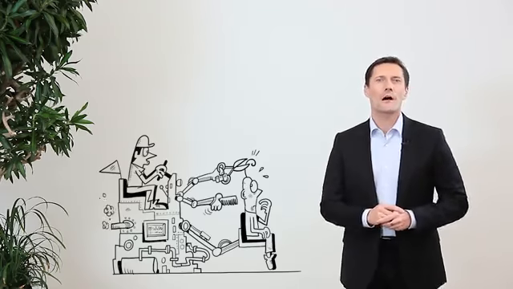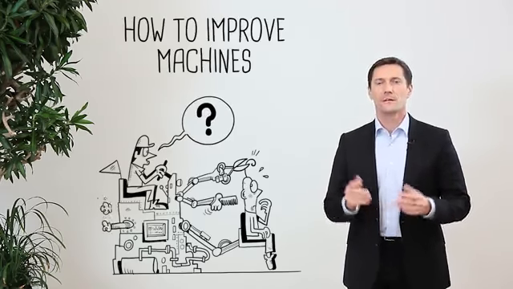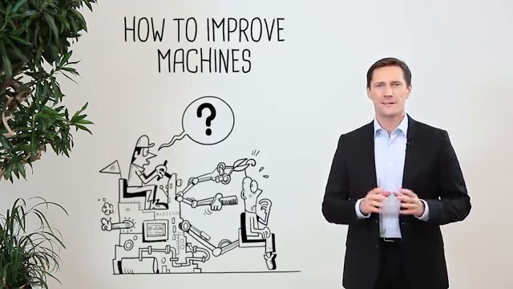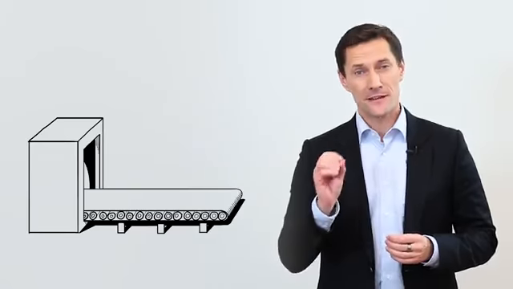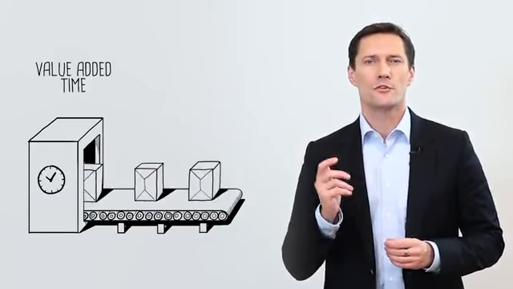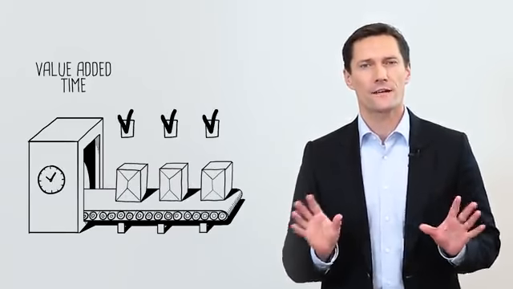In addition to the optimization of workplaces and processes, we need to think about how to improve machines. The optimization of machines means how to increase the availability or uptime of the machines, especially the value-added time, which is the time when a machine produces good products without any defect.